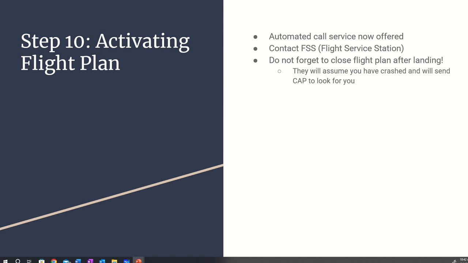I forgot to close my flight plan once, and they luckily didn't send Civil Air Patrol. They assumed that I'd forgotten and they called me, and I had to cancel or close it then, right? So make sure that that gets done, okay? Otherwise, they will assume that you're downed, okay?